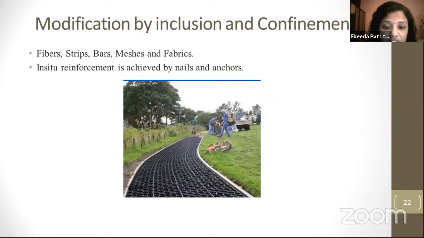In the figure, you can see geotextiles have been inserted into the road, and over that we will put soil so that it increases the strength of the soil. Okay, so that is called modification by inclusion and confinement.